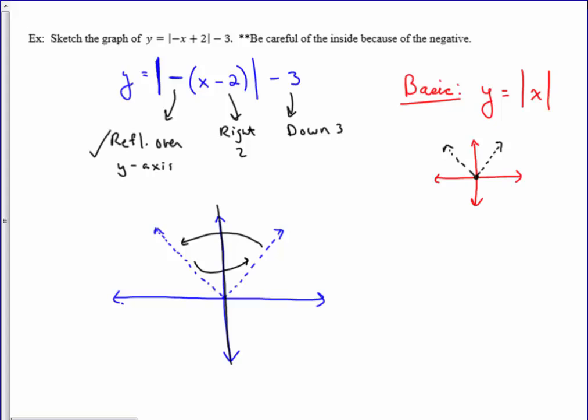Now, going right 2 units, we would go 1, 2 right, and then down 3, 1, 2, 3 down. The vertex ends here, and then the basic shape would be something like this.